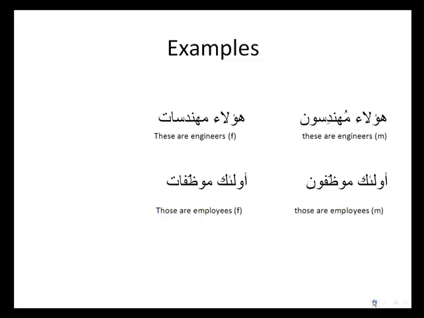هؤلاء مهندسون, هؤلاء مهندسات. As you can see, there is no form for the feminine and one for the masculine. We use هؤلاء for both genders. Same thing for أولئك. أولئك موظفون, أولئك موظفات.